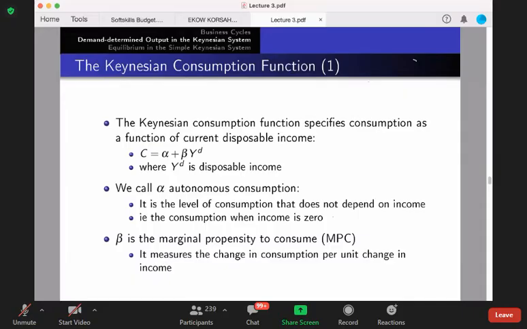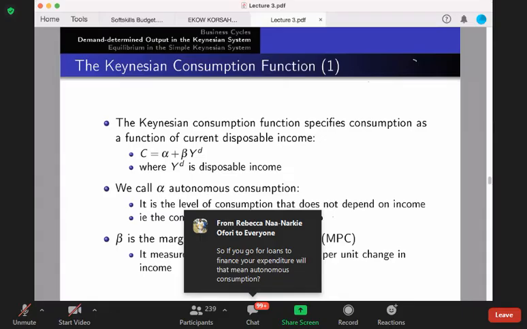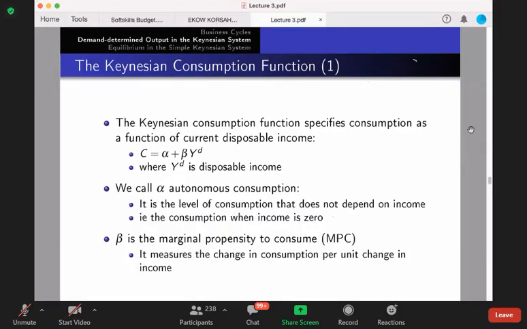Elliot, you can unmute and ask your question. So the autonomous consumption simply means things you can't afford but you are buying, right? No, that's not it. It is anything you consume when your disposable income is zero. It's not like the case of inferior goods where we can give very easy examples. Anything at all that you consume when your disposable income is zero.